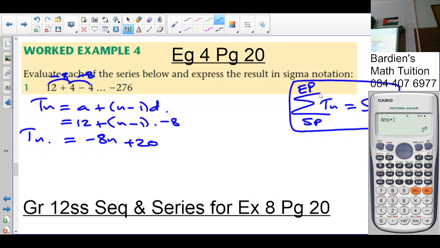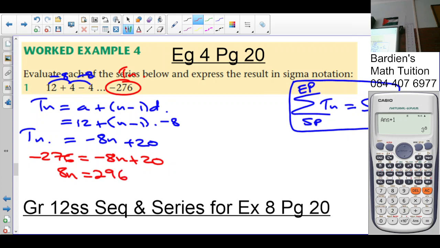Okay. Now remembering this is the nth term, the last term. If I set that equal to the general term, in turn I will determine how many terms there are in the series. So I now say negative 276 is equal to negative 8n plus 20. So 8n is equal to 296. Okay. So I say 296 divided by 8 gives you 37. Which in turn means to say there are 37 terms in the series. So n is equal to 37.